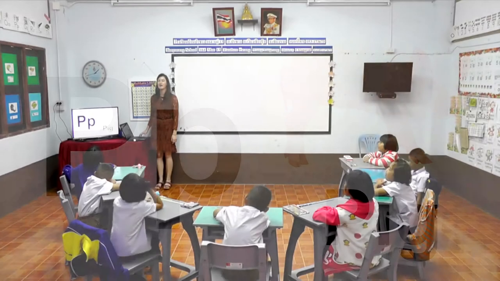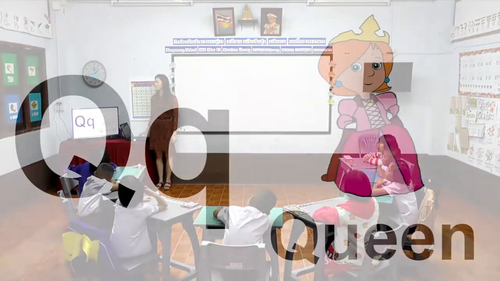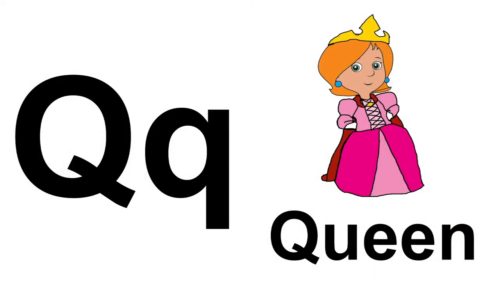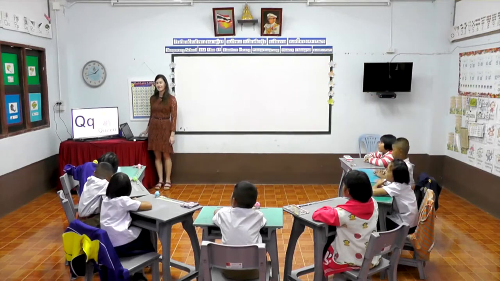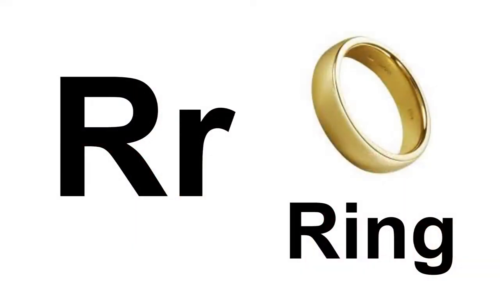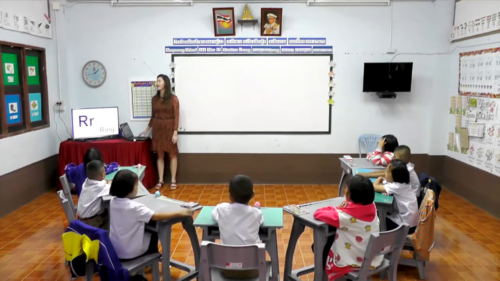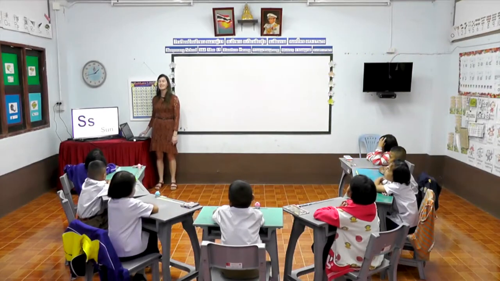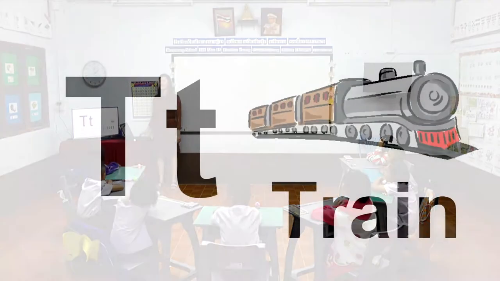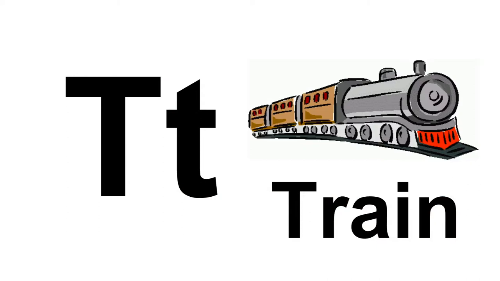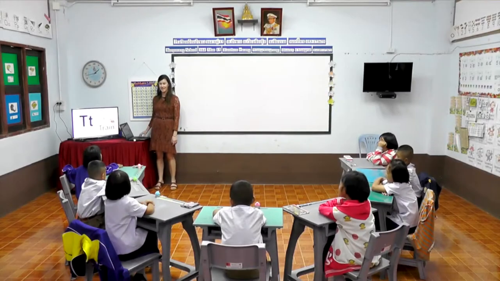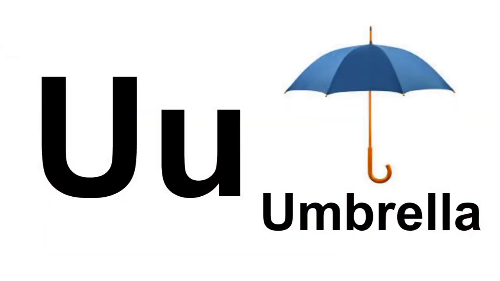P, P, pig. Q is for queen. Qua, qua, queen. R is for ring. R, r, ring. S is for sun. S, s, sun. T is for train. T, t, train. U is for umbrella.